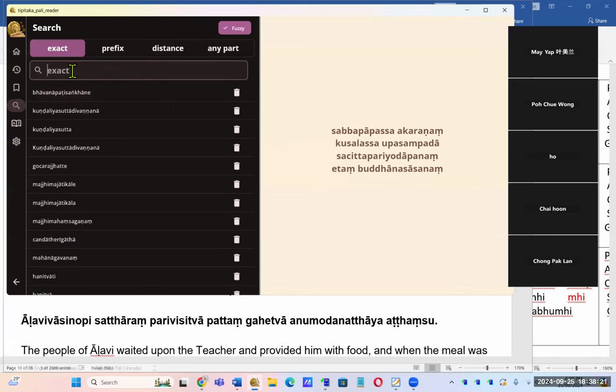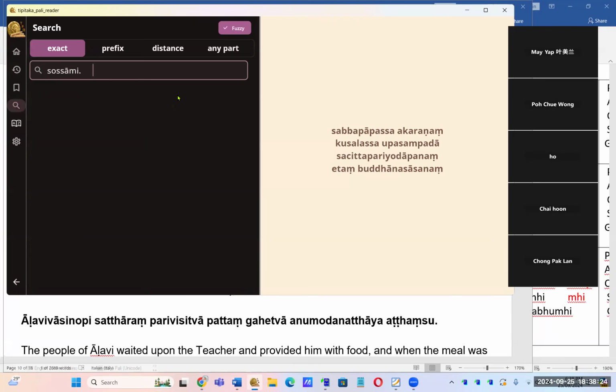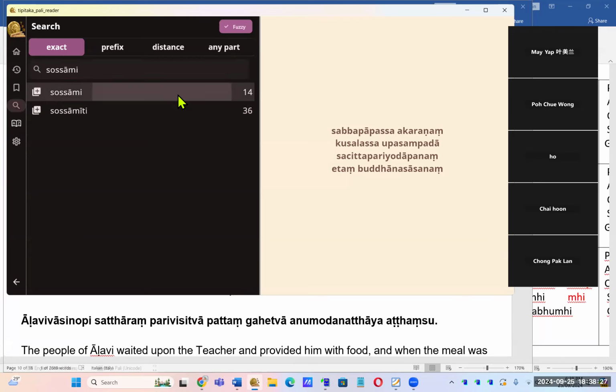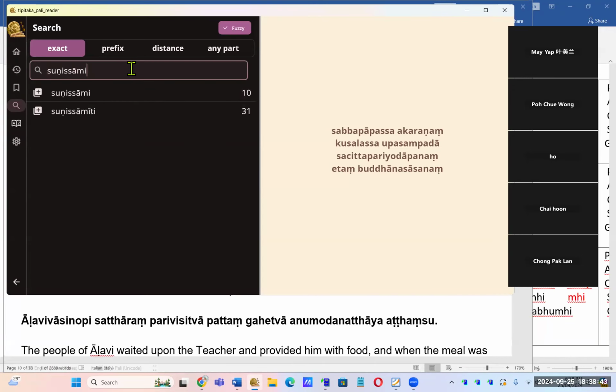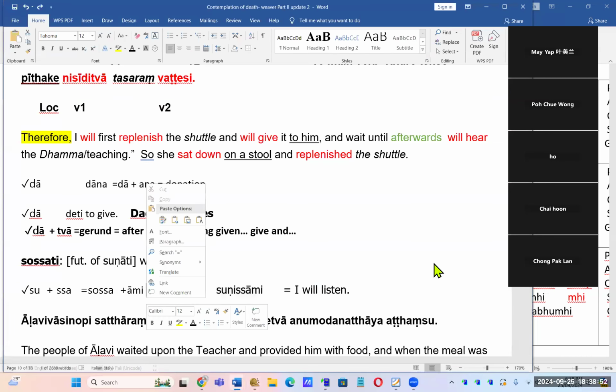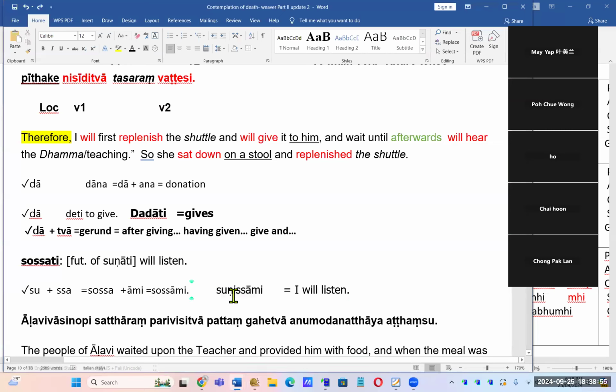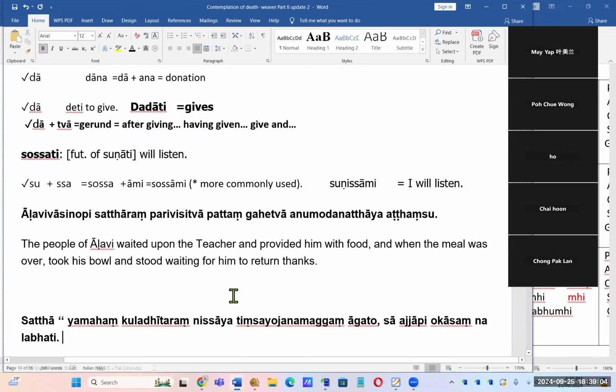So we do a search here. You can see this: you can find about 14 plus 36, about 50 here. So let's say, do we have this one? Okay, it seems that there is less. So this "sunisami" can be used, but it's not so common. So this "sosami" is more popular. So we call it more commonly used. All right. Okay, now we continue.